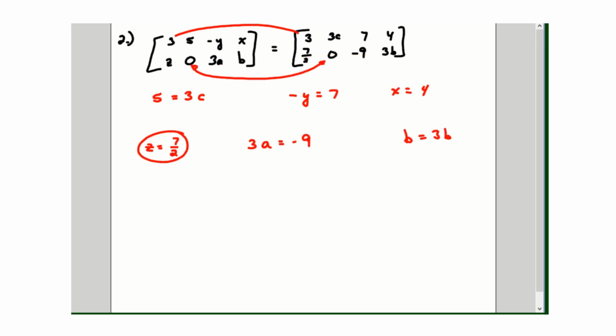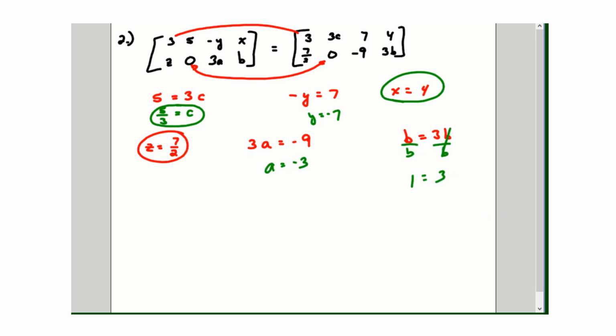So Z is 7/2, of course. We got that from right here, Z and 7/2. 3A, -9, the zeros match up, B equals 3B. So now we solve all these equations. We get C is 5/3, we get Y is -7, X is equal to 4. A has got to be -3, and this B equals 3B.